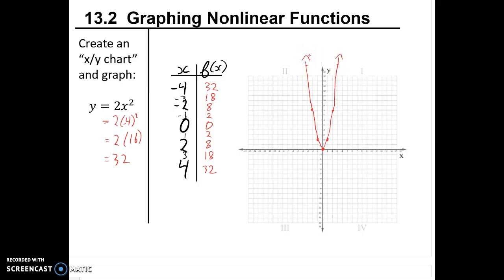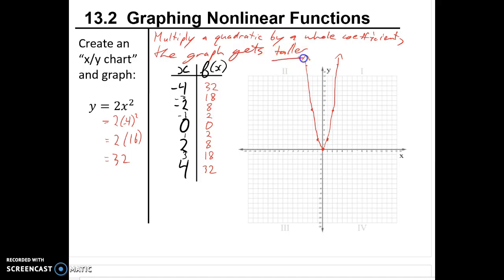All right? So first question then is, when we multiply a quadratic by a whole coefficient, the graph gets taller and thinner. Okay, take time to write that down.